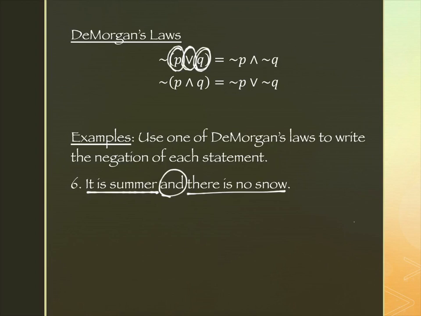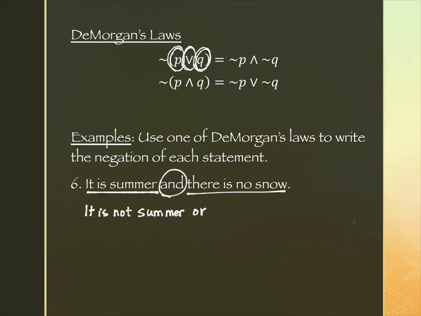We have to change all 3 pieces. What is the negation of it is summer? It is not summer. Don't say it's winter, right? It is not summer. Okay? Negate the first statement. Then we come to our connective. What's the negation of the and connective? Or. That's usually what people forget to do, is they forget to change the connective. So make yourself a note. Remember to change the connective. It's the most common thing for people to forget.